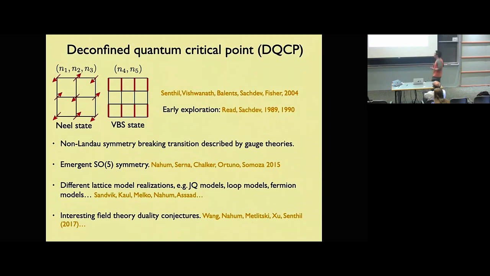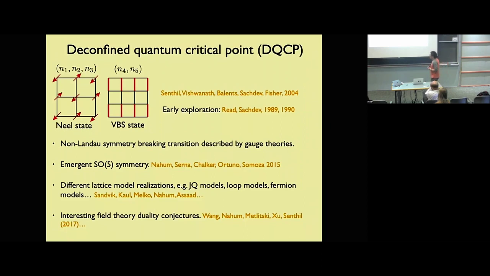First of all, you can use some gauge theories to describe such phase transitions. And then a very interesting discovery is that there is indeed an emergent SO(5) symmetry for these phase transitions. The SO(5) symmetry is nothing but that you can think of those three order parameters of the Néel state and two order parameters of the VBS state as an SO(5) vector. And at the transition, there is indeed this enlarged SO(5) symmetry between this 5-component vector.